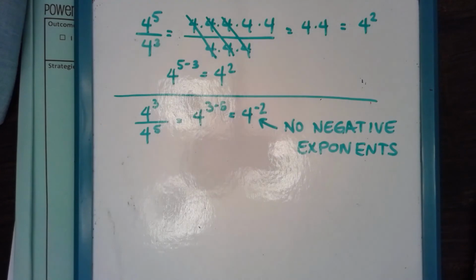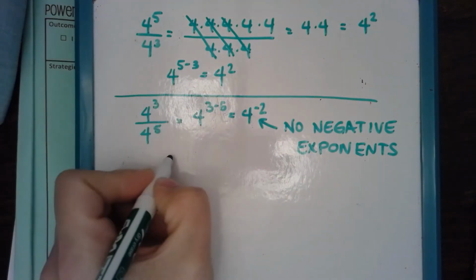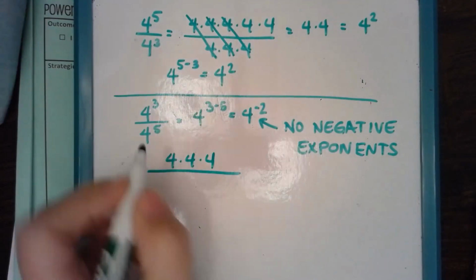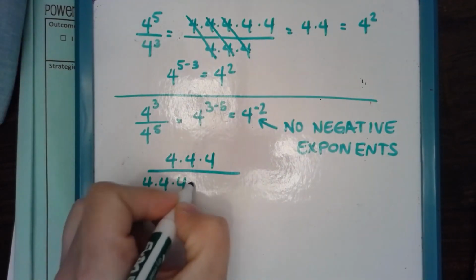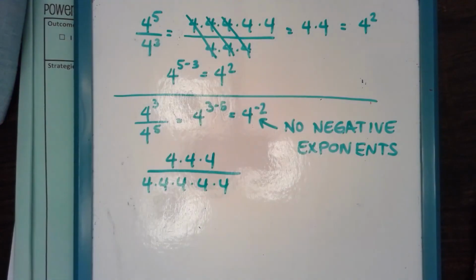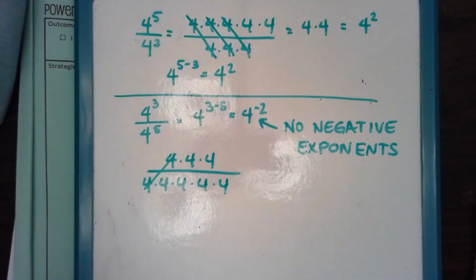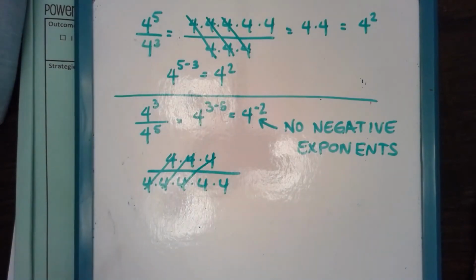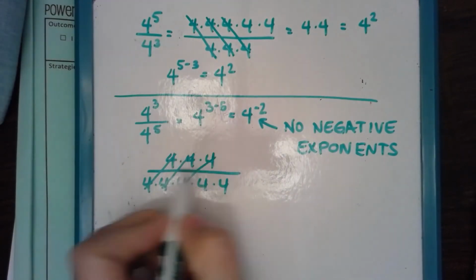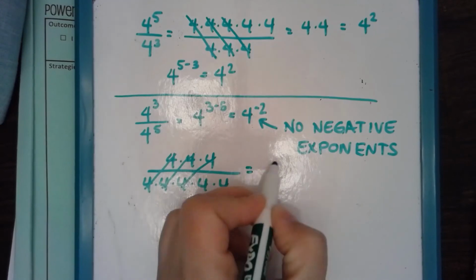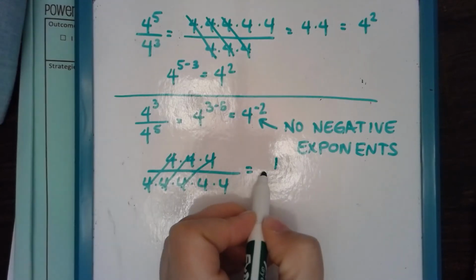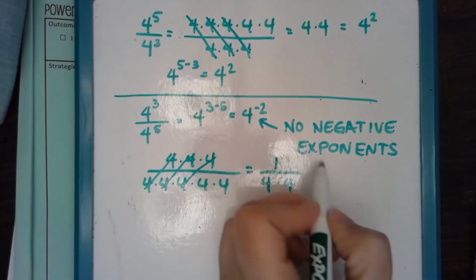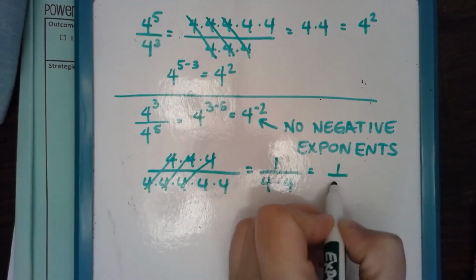Well, let's go back to our grade 9 strategy to figure it out. So 4 to the power of 3 is 4 times 4 times 4. And 4 to the power of 5 is 4 five times. And we make 1s. 4 divided by 4 is 1, 4 divided by 4 is 1, 4 divided by 4 is 1, and what we're left with is no 4s in the numerator. We just have the 1 that we created, and we have 4 times 4 in the denominator, or 1 over 4 squared.